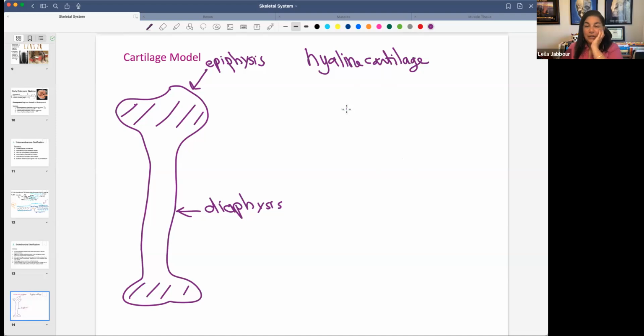So what does hyaline cartilage look like? The cells are kind of a bit stellate. I'm just going to draw them round. So you have a cell here, and you have another cell here, and you have another cell here.